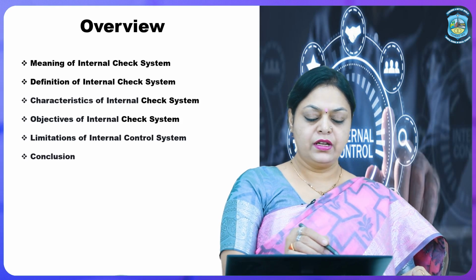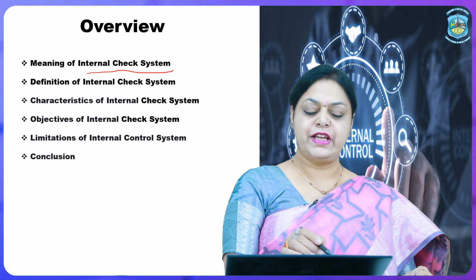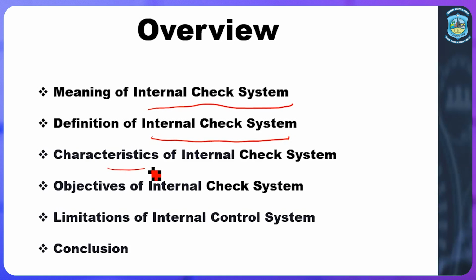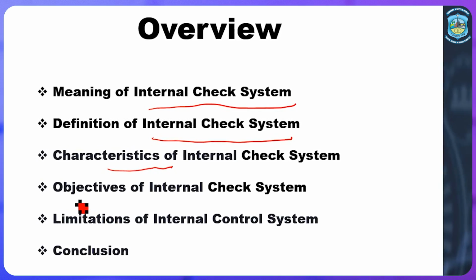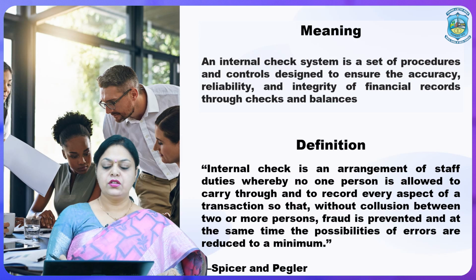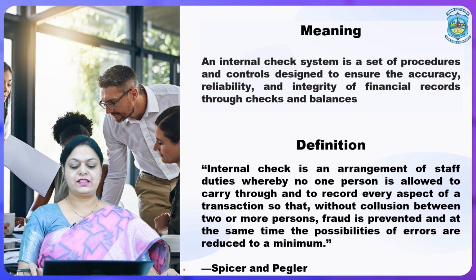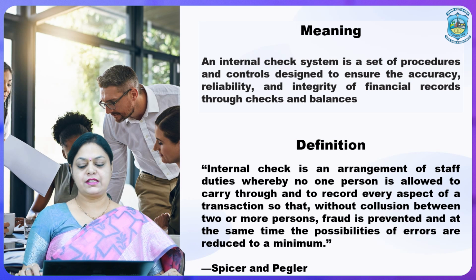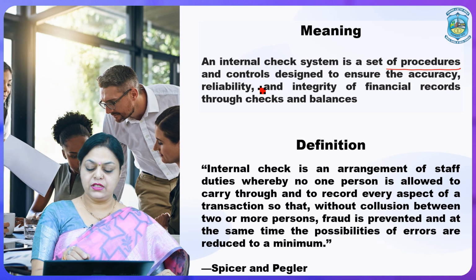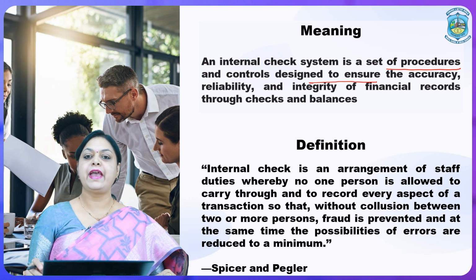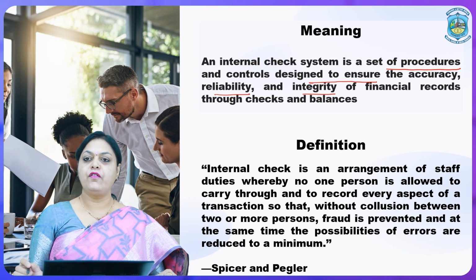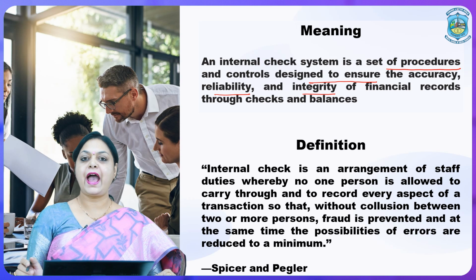We are going to cover the meaning of internal check system, definition of internal check system, characteristics of internal check system, objectives of internal check system, and limitations of internal check system. So, what is an internal check system? An internal check system is a set of procedures and controls designed to ensure the accuracy, reliability and integrity of financial records through checks and balances.